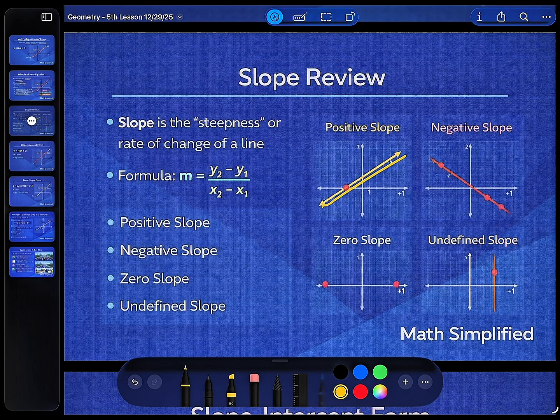Sometimes the slope might be positive, which goes from left to right going up, then negative, which goes from left to right, but it goes down. And then afterwards we have zero slope, which doesn't really have a pattern, then undefined slope.